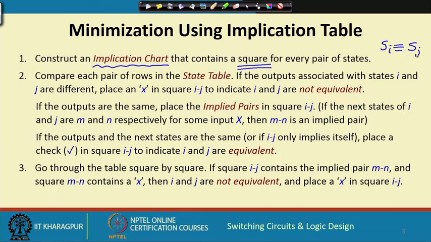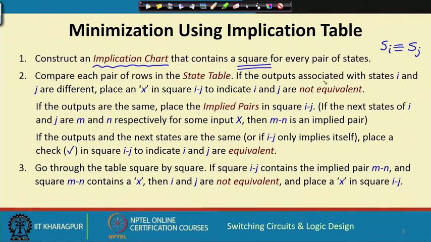Suppose the rows correspond to S i and S j. The condition is, if the outputs in the state table associated with states i and j are different, which means these two states cannot be equivalent. In the state table I find that if some input x is coming, the first state is giving an output 0, the second state is giving an output 1. So, they are not equivalent. If they are not equivalent, I put a cross in that entry in the implication chart, indicating that the two states are not equivalent. So, if the outputs are different, straight away we can conclude that the states are not equivalent, and we place a cross in the corresponding square i j, the square corresponding to S i and S j, to indicate that they are not equivalent.